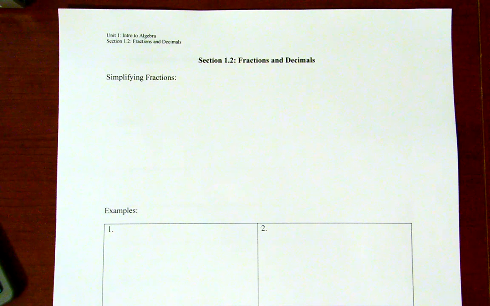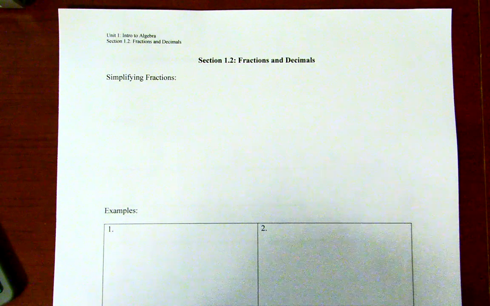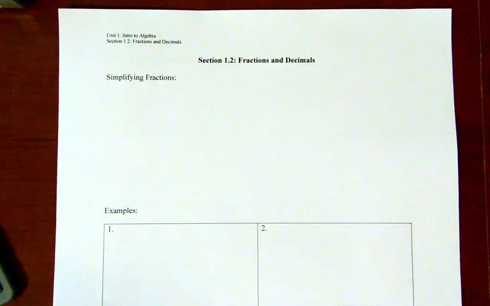So we're going to move into section 1.2. Again, if you have a printer, print out the template from Google Classroom. If you don't have a printer, just do the notes on a separate sheet of paper, because you're going to need to submit a photo of your notes at the end of class, so you get participation credit for today.